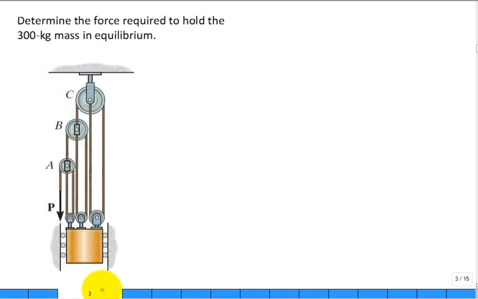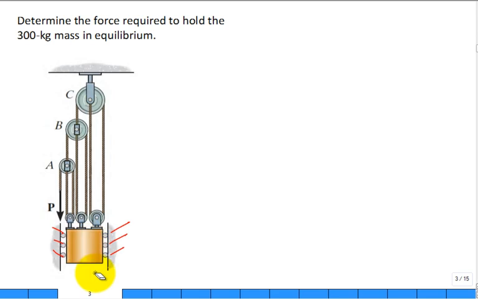Here's a very simple introductory problem. Determine the force required to hold the 300 kilogram mass in equilibrium. So here's our mass. How would you describe these three things on the right side, three on the left side? What do those look like? Rollers. And those rollers would stop it from moving in the x direction, back or forward. But would it stop it from moving up or down?